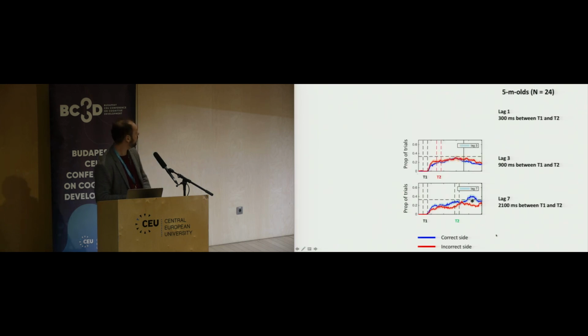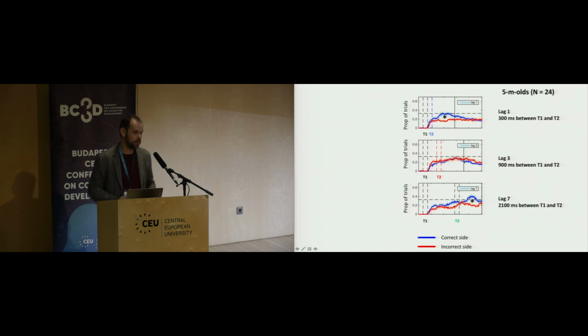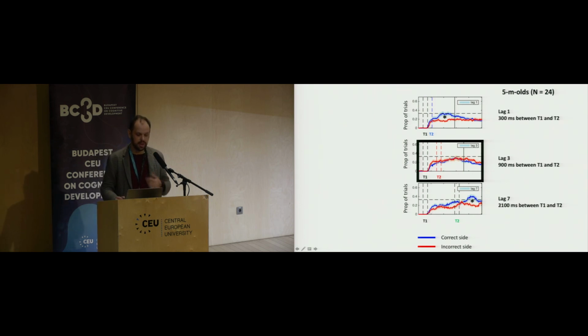But in lag 3 trials, that is when the second face appears around 900 milliseconds, infants do not show any evidence of seeing the face. And finally, in lag 1 trials, here we do see a trace of detection. Infants tend to look in the correct direction. So this absence of detection here, as compared to the presence of detection in lag 7 trials, is what we would call a signature of the attentional blink.